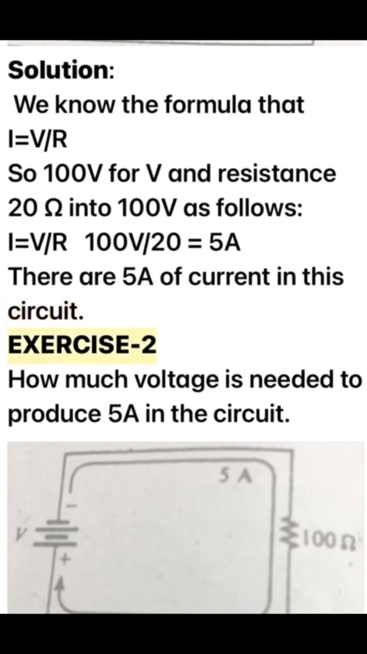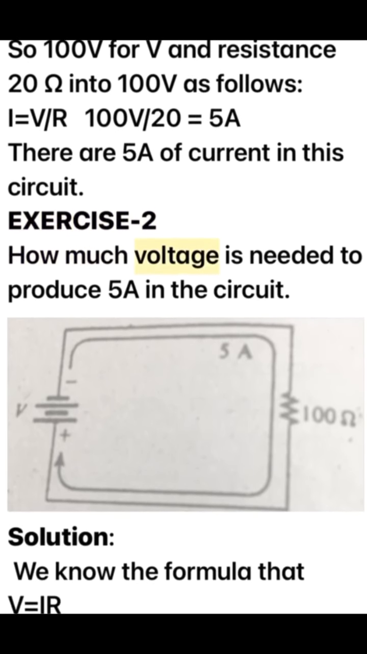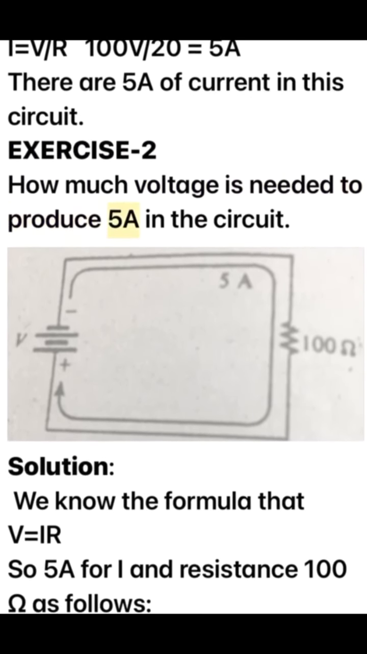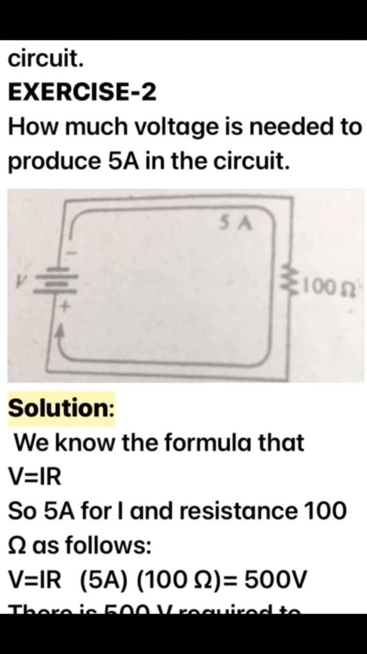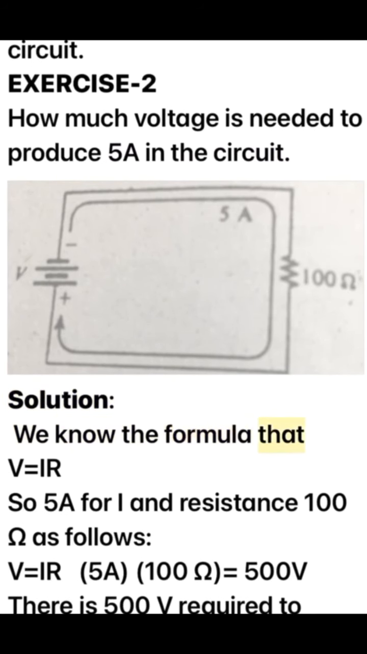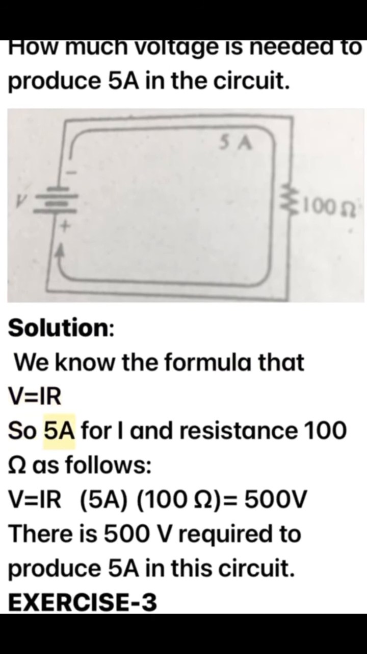Exercise 2. How much voltage is needed to produce 5 A in the circuit? Solution: We know the formula that V equals I times R, so 5 A for I and resistance 100 ohms. V equals I times R, 5 A times 100 ohms equals 500 V. There is 500 V required to produce 5 A in this circuit.